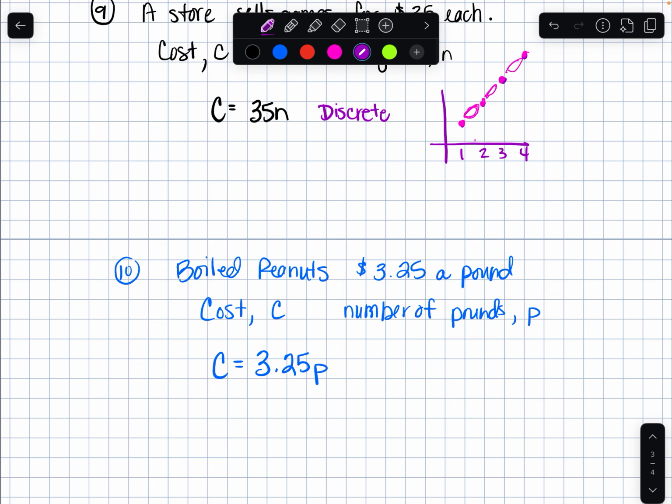So that the input can be different values that aren't necessarily whole numbers. It's okay to have rational numbers, I guess is what I'm trying to say here. So this would be a continuous function because the value that you're putting in, right, the pounds of peanuts, it's okay for them to be not whole numbers. It can be all of the numbers between 1 and 2, and all of the numbers between 2 and 3, and all the numbers between 3 and 4, and so on.